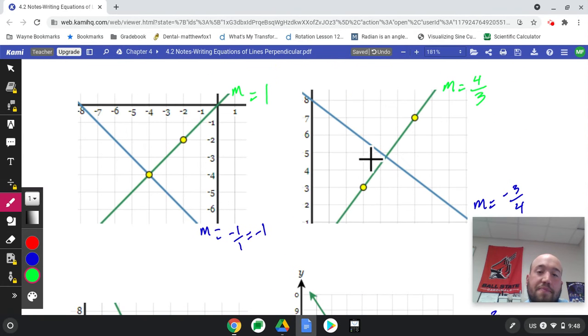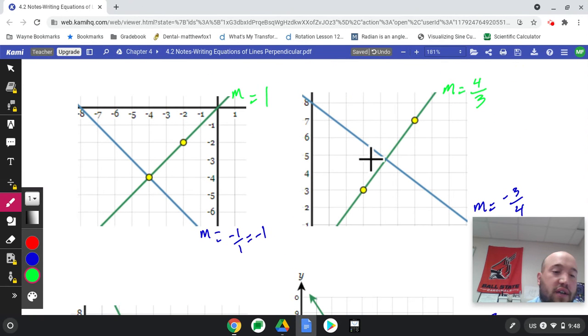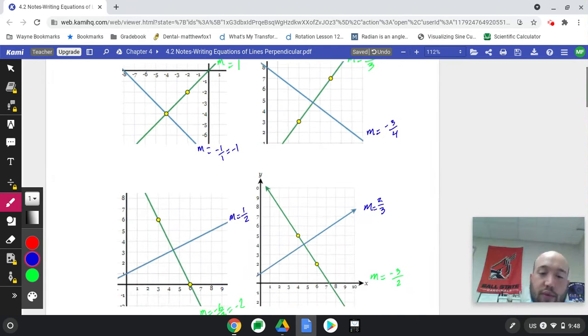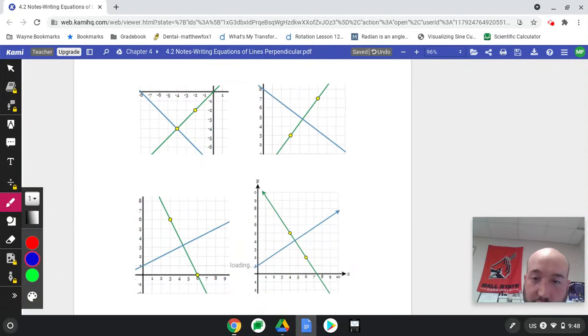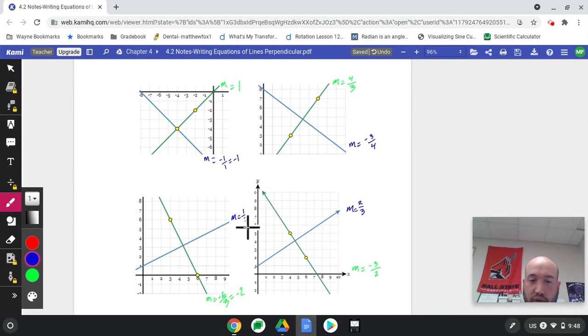So you might notice on these perpendicular lines, there are a couple of patterns we can see. If we zoom out and look, we have 1, negative 1, 4/3, and negative 3/4, 1/2, and negative 2, and 2/3, and negative 3/2. Hopefully you notice there's always one positive and one negative. They are opposites. There's also what we would call the reciprocal.